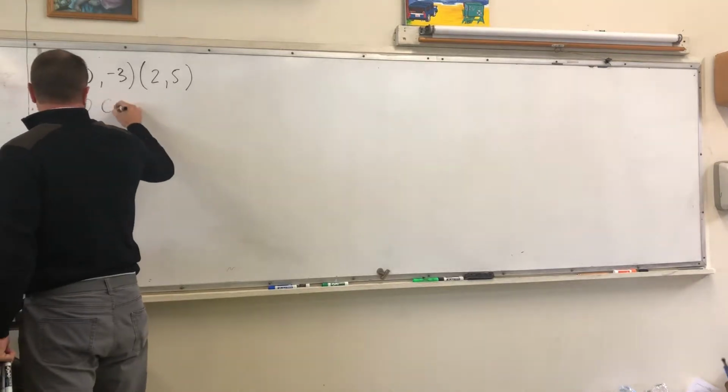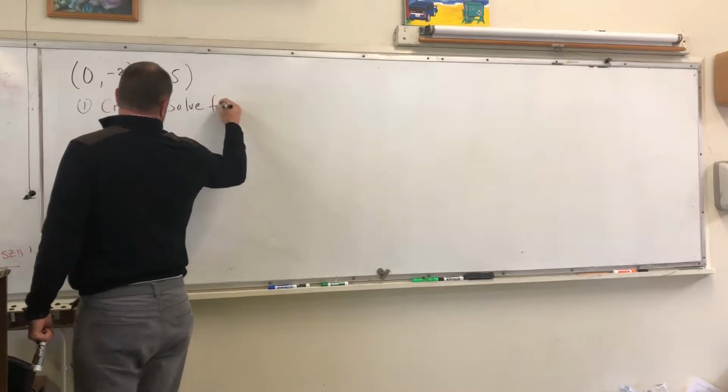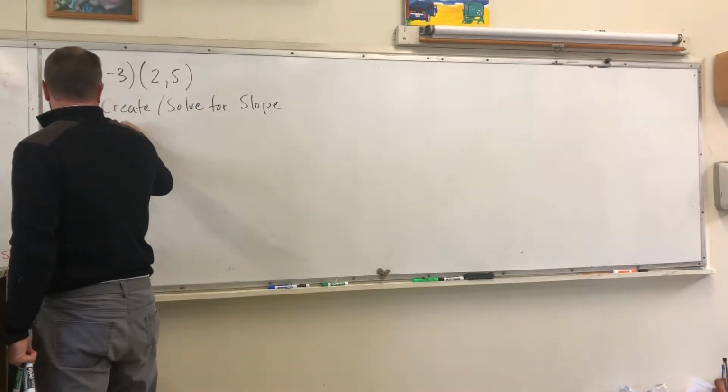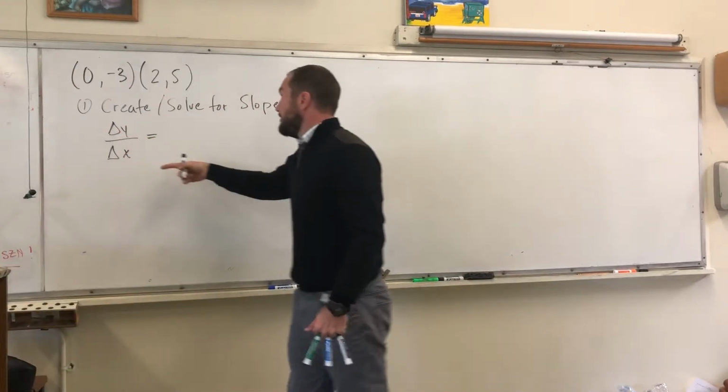Want to do is create, solve for slope. Okay, first thing we're going to look at is rate of change. Change in y over change in x. That's what the triangle's giving us.